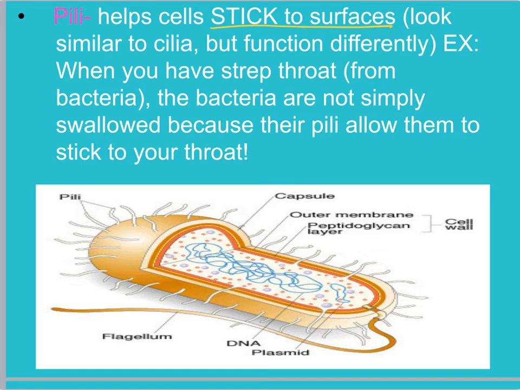And so when you have strep throat, why aren't the bacteria being washed into your stomach and the acidic conditions in your stomach getting rid of them and killing them? Well, that's because the bacteria has pili. So the pili is causing them to stick in that spot in your throat, and then if you get enough of them there and your body can't fight it off, well, then now you have strep throat.